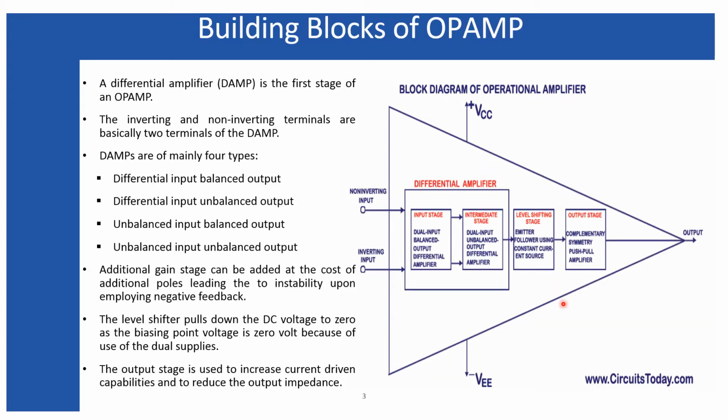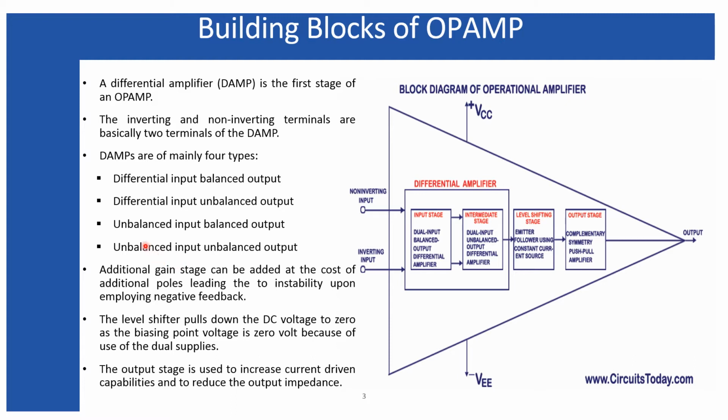Here the block diagram of the operational amplifier is presented, where you can see the first block is the differential amplifier, and the inverting and non-inverting input of the op amp is basically the two inputs of the differential amplifier itself. So in general, the differential amplifiers are of four types. The first one is the differential input balanced output. Next one is the differential input unbalanced output, and the unbalanced input balanced output, and unbalanced input unbalanced output.